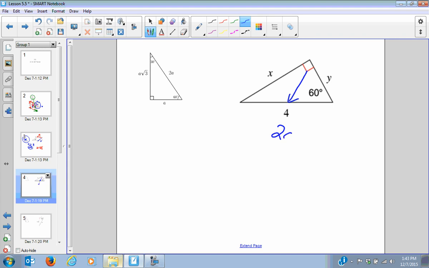That's my 2A one. Well, I want the key. My key is always across from the 90. So this right here is my key. That's the one all the other ones are based off of. So if this is the 2A one, and I want to go back, I'm working backwards.